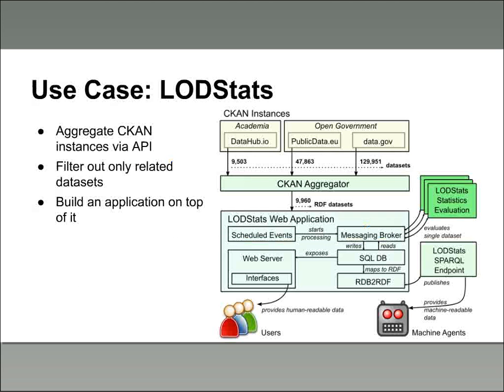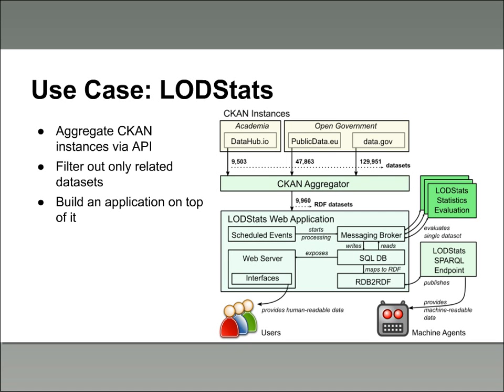So yeah, as the last thing, I want to highlight two applications which I developed myself in the AKSW group. The first one is LODStats. It's for collecting statistical information about RDF datasets. Basically, what I did, I aggregated CKAN instances using the API. I've got three CKAN instances right now which are aggregated by an aggregator: datahub.io, Public Data, and data.gov.